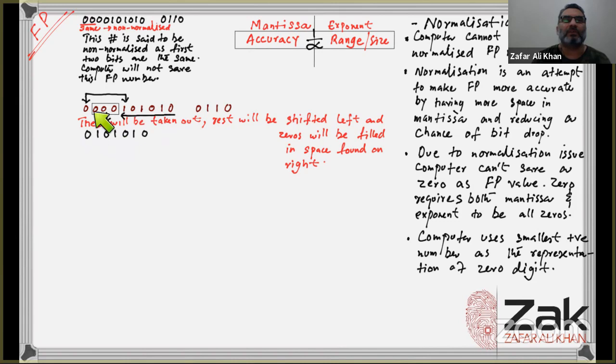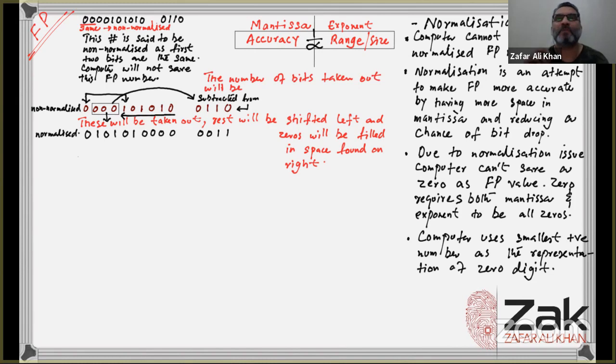And this is the number now, 0, 1, 0, 1, 0, 1, 0. All right. Now, there is an effect of it on the exponent. What is happening? These 3 bits are removed. We will subtract the number of digits which are being removed, which is 3. What is our exponent? 6. So these number of digits removed will be subtracted from 6. So this will become 3.